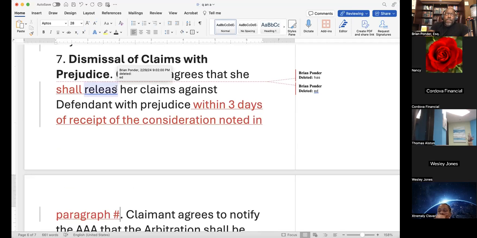Because what you don't want to do is release people by your signature before you've gotten paid. So the thing is to get paid, and then submit paperwork to the arbitrator to release it.